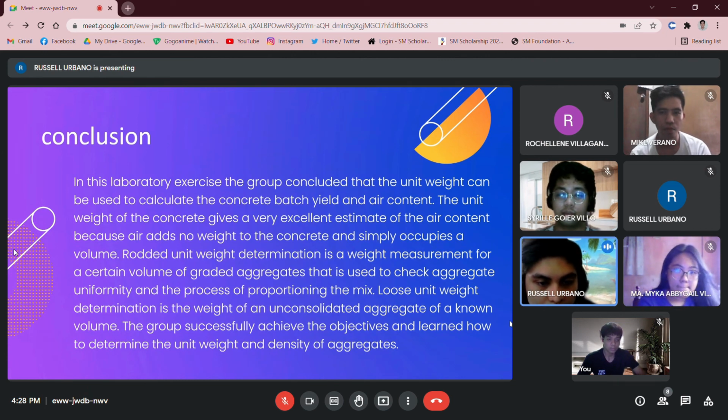Rodded unit weight determination is a weight measurement for a certain volume of graded aggregates that is used to check aggregate uniformity and the process of proportioning the mix. Loose unit weight determination is the weight of an unconsolidated aggregate of a known volume. The group successfully achieved the objectives and learned how to determine the unit weight and density of aggregates.